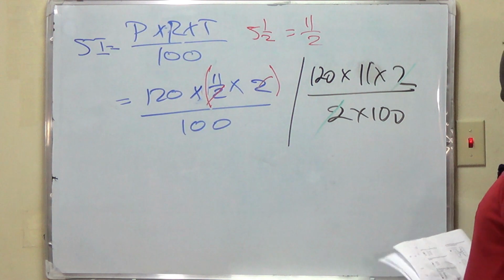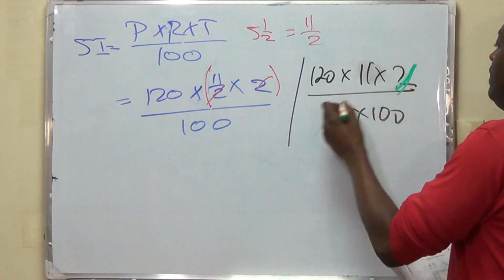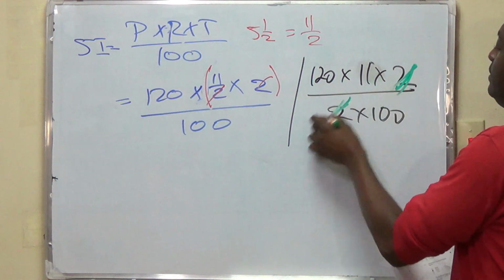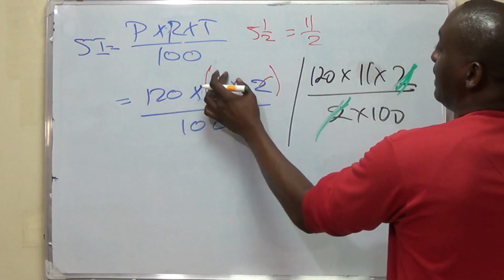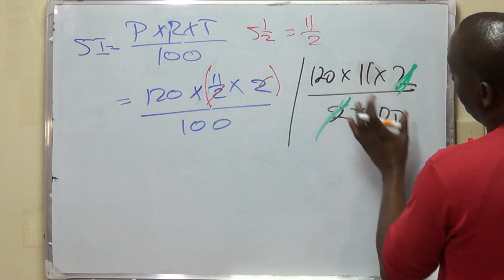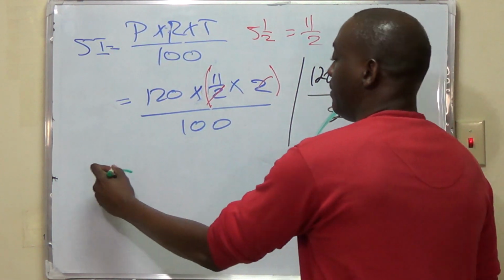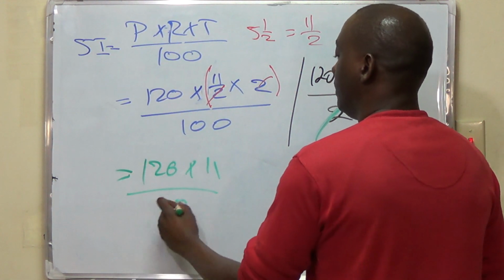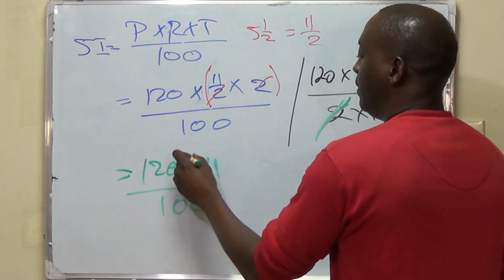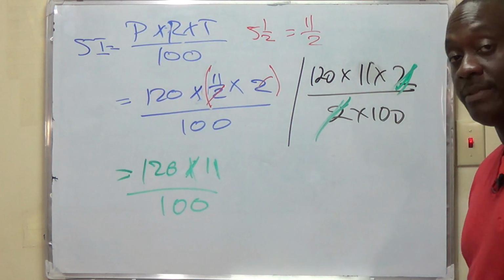All right, let me just make this a little more emphatically, right? This 2 will cancel with this 2. Good. So in both cases, you would have 120 by 11 over 100. So you end up here with 120 by 11 over 100. Now again, remember, your calculator wouldn't be available.